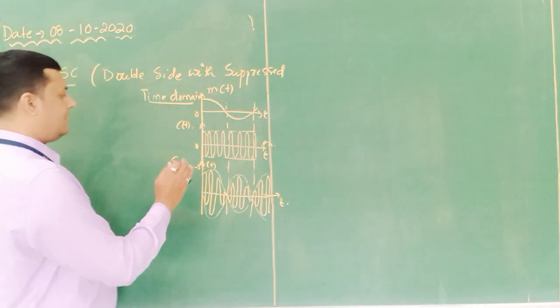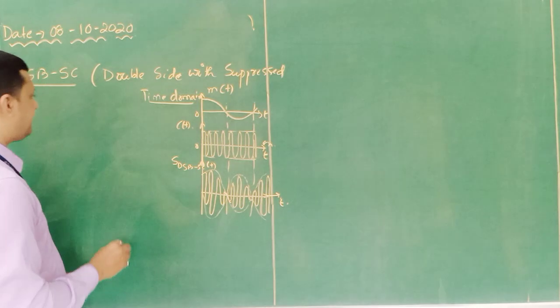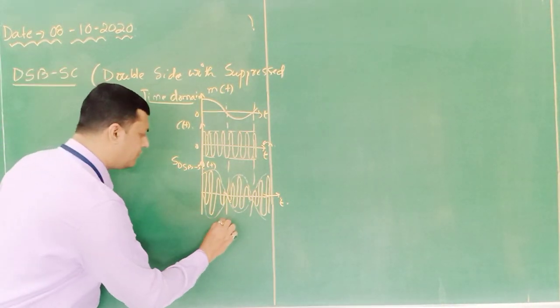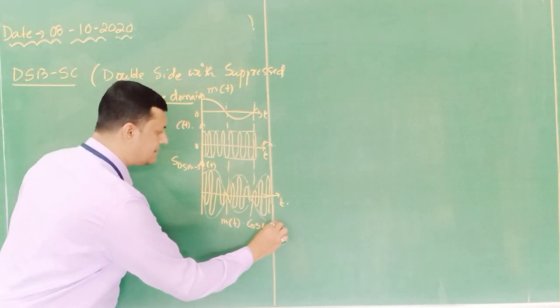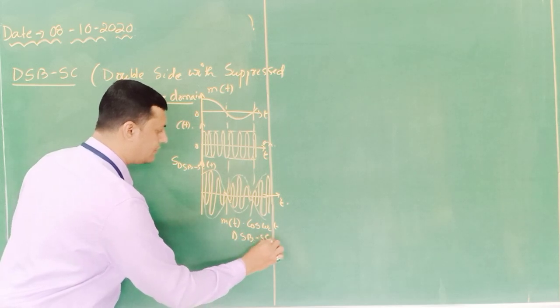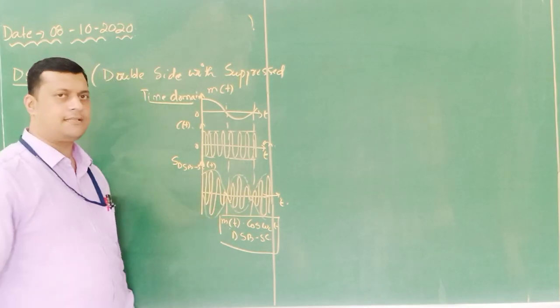Okay, how can we represent this DSB-SC signal? Let us see. For this, my resultant output is m of t cos omega ct. So this is the DSB-SC signal. Okay. Now this is the DSB-SC signal. I need to generate this particular part.